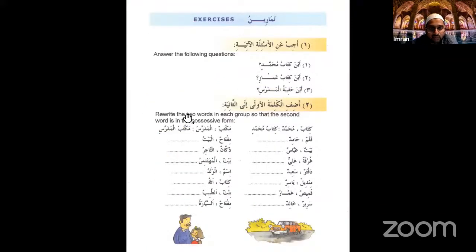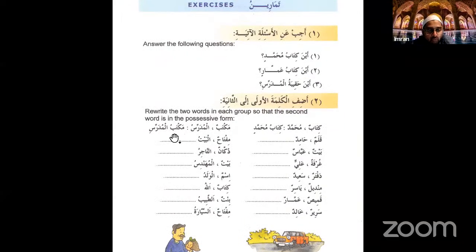Now the second noun has alif lam. Maktabun al-mudarris: these are words before they are made mudaf ilay. When you make it mudaf ilay, it becomes maktabul mudarrisi. Al-mudarrisi gets 1 kasra. Miftahun and al-baytu, the house key, becomes miftahul bayti. Dukanun and at-tajir: dukan means shop, tajir means merchant. The merchant's shop is dukanu tajiri.